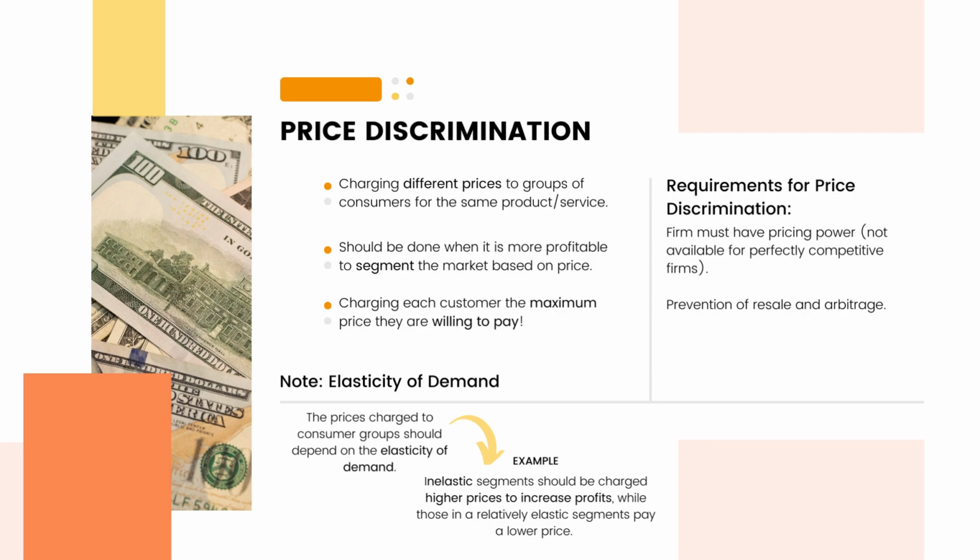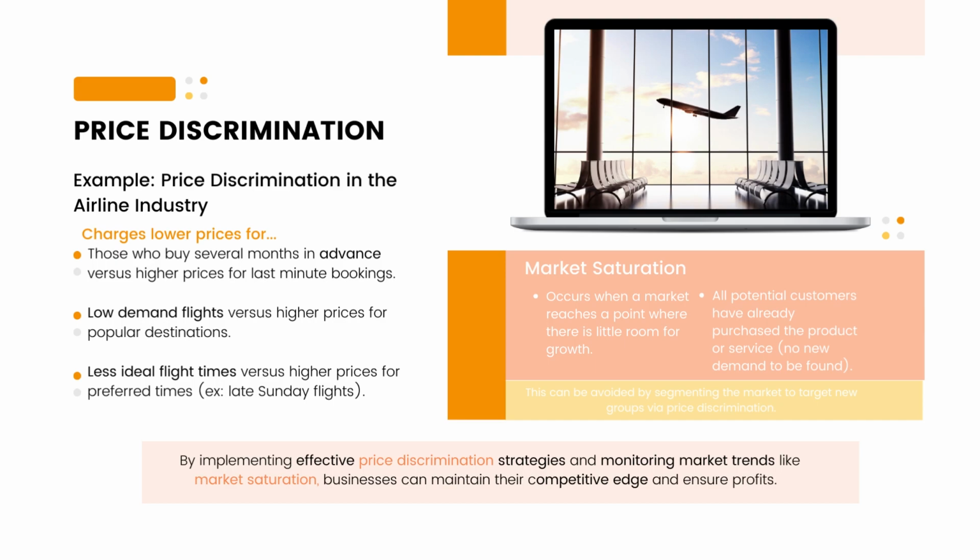Whether price discrimination works, and for how long the various groups are willing to pay different prices for the same product, depends on the relative elasticities of demand in the submarkets. Consumers in a relatively inelastic submarket pay a higher price, while those in a relatively elastic submarket pay a lower price. Many industries, such as the airline industry, use price discrimination strategies.